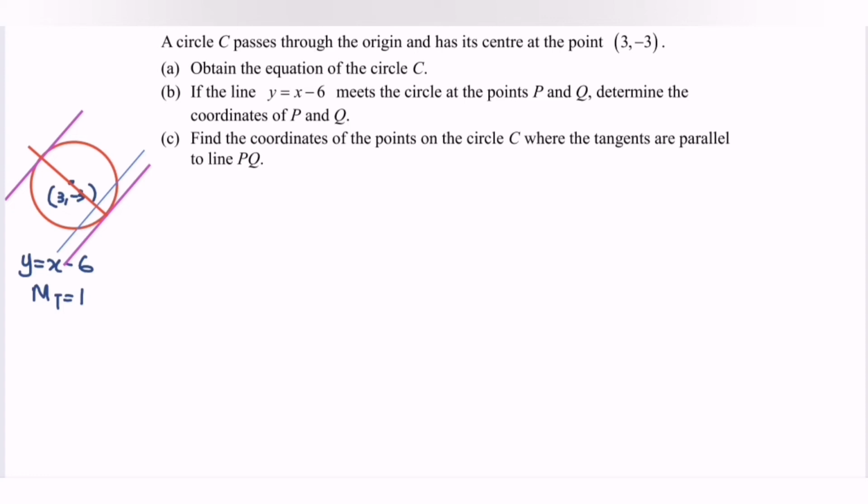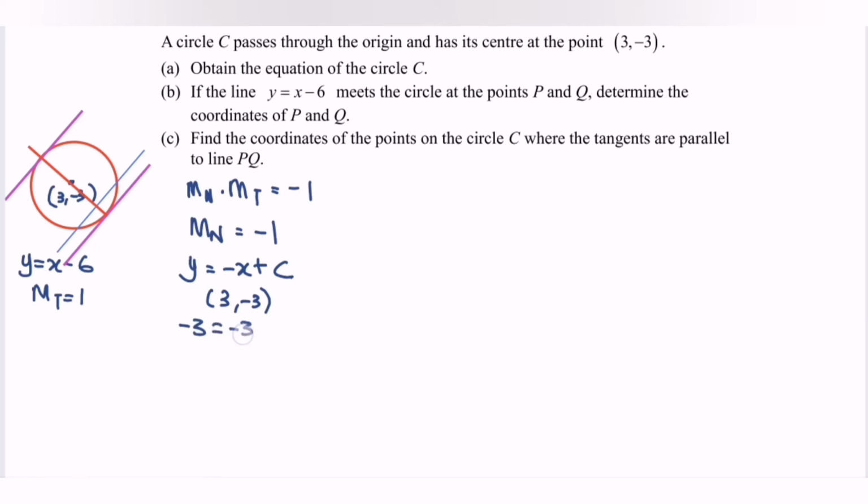In order to find the normal, we note that mn multiplied by mt equals -1. So the normal gradient would be -1. Next is to find the line y equals -x plus c. The red line passes through 3, -3. So kindly substitute: -3 equals -3 plus c. So c will be equal to 0. So the normal line, which is red in color, would be y equals -x.